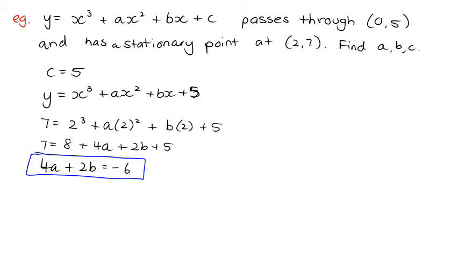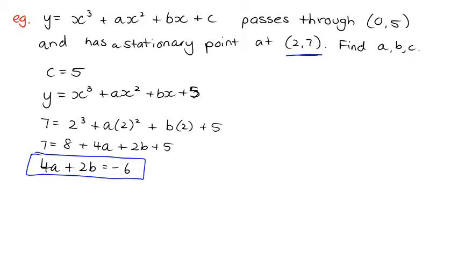Right, knowing that we have a stationary point at 2, 7, what's the gradient right there? 0. And how do we find the gradient of a curve? Derivative. So let's derive the function and make it equal 0. Why are we doing that? Because we know that there is a stationary point here, so we know that the gradient at that point is 0. Essentially what we're working towards is a simultaneous equation. So that's the first equation that we're going to use.